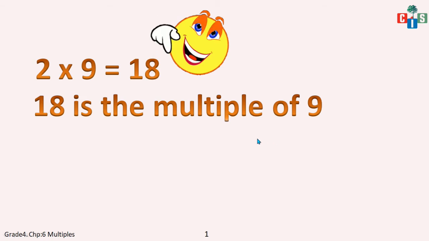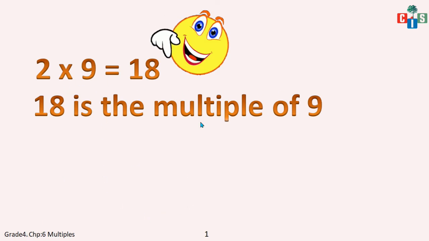Multiple means multiplication. You have used multiplication as the method of finding multiples, but you can also use division. Division you will use only and only when you have to check whether one number is a multiple of another number. When do you use multiplication? When you have to find what the first multiple is, the second multiple, the third multiple. So you use multiplication, and when you have to check whether one number is a multiple of another number or not, then you have to use division as a method.